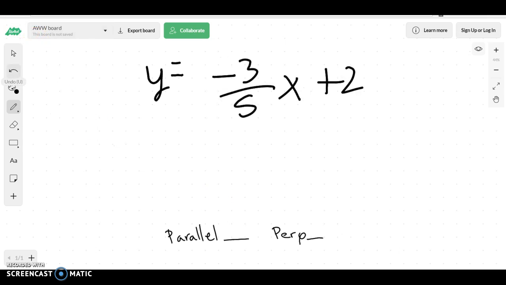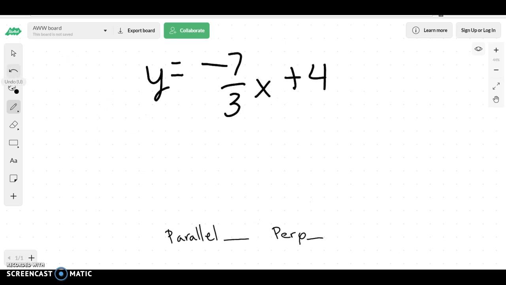Let's try another one. Again, parallel means it's the same, so that would just be negative 3 over 5. Perpendicular, exact opposite, so we do 5 over 3, and it would be a positive because this was a negative, so this would have to be positive.